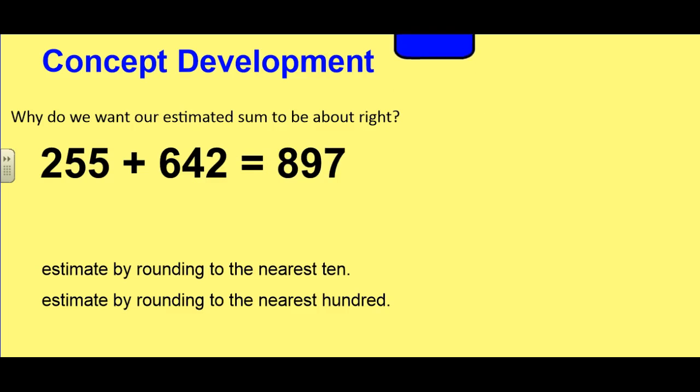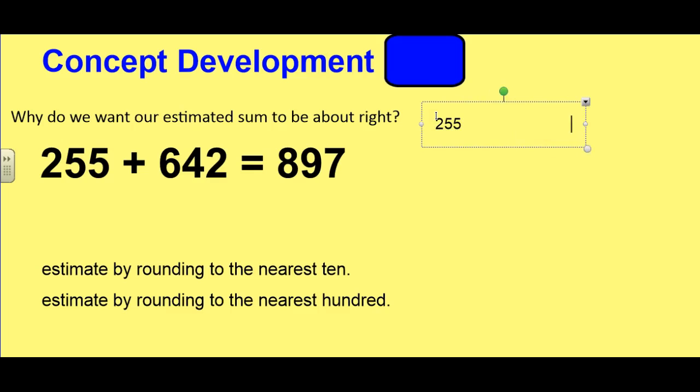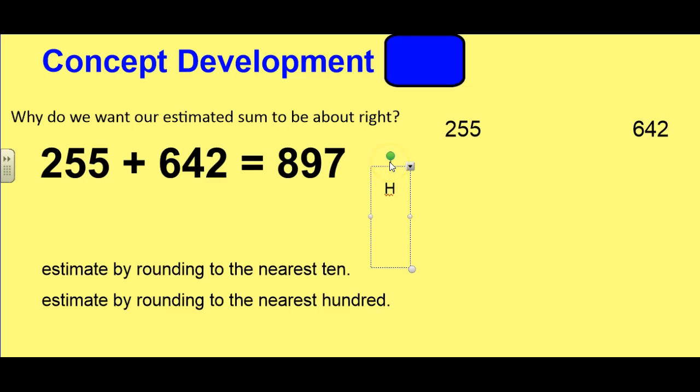Okay, so when you add those together, you should have gotten 897. So what we're going to do now is estimate by rounding to the nearest 10, and estimate by rounding to the nearest 100, and see which one gets us closer to 897. So on your paper, I want you to write 255, and then write 642, just somewhere to the side, and we're going to round these two numbers to the nearest 100 and to the nearest 10.